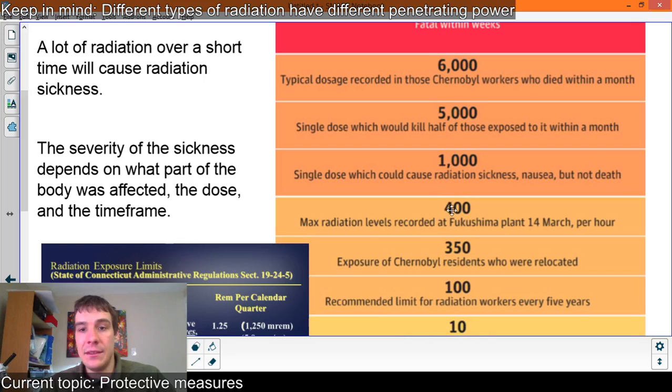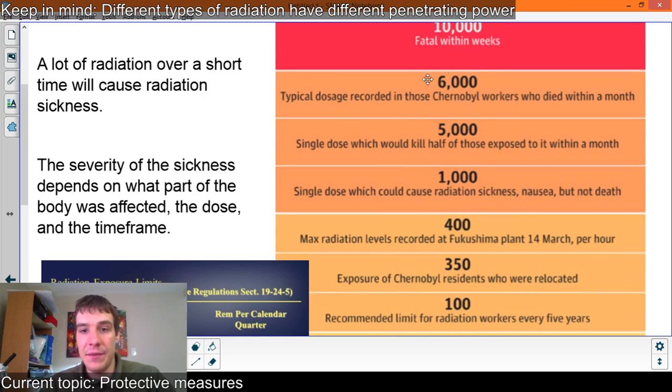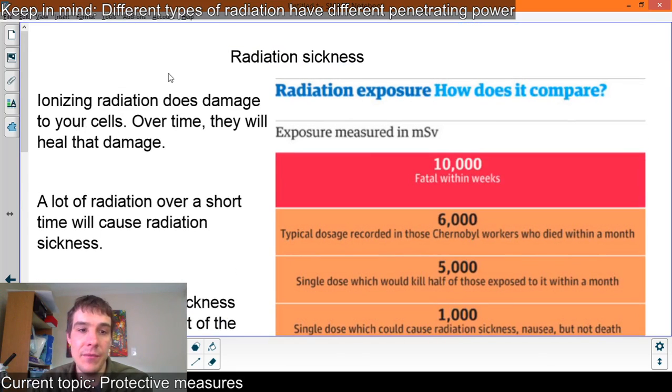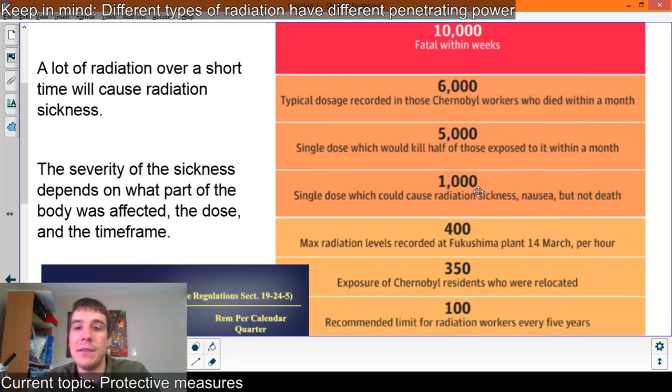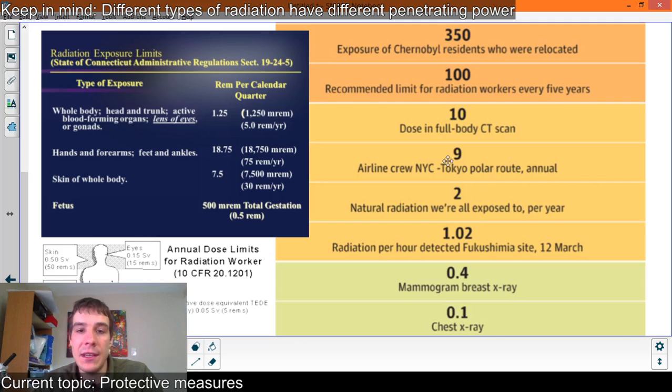And after that, we get into the dangerous stuff. So over 1,000 millisieverts in one dose will cause some nausea and some basic sickness. So you'll get a bunch of cell death, but you're not going to die. Your repair mechanisms will come in and heal you. That's 1,000 millisieverts. Remember that we get about 4 a year ish.